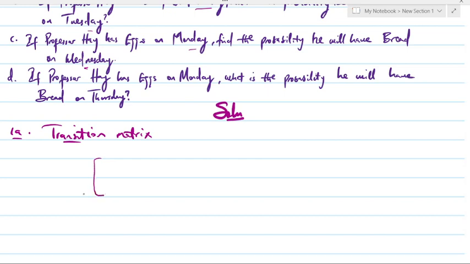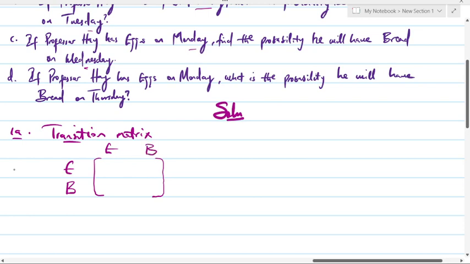Since we are dealing with 2 types of food, that means we have 2 states. We are going to have a 2 by 2 matrix. The 2 types of food are eggs or bread. You have eggs, you have bread. So this is Monday and this is Tuesday.